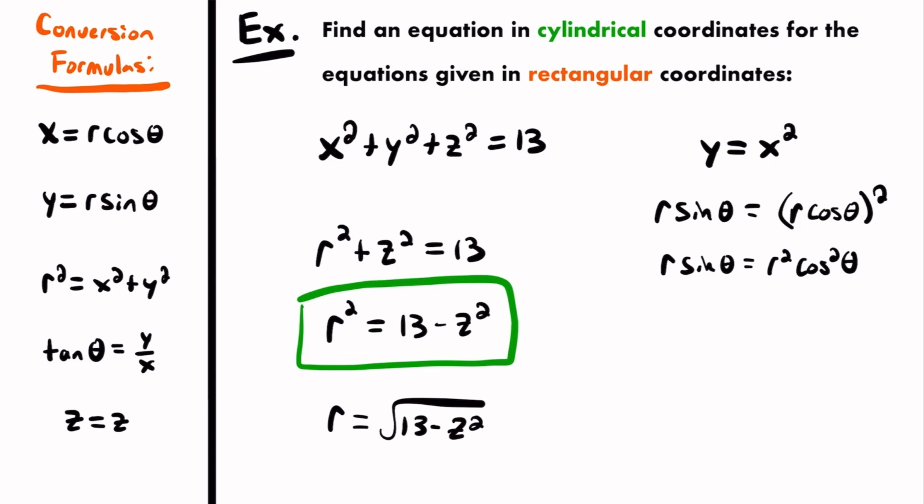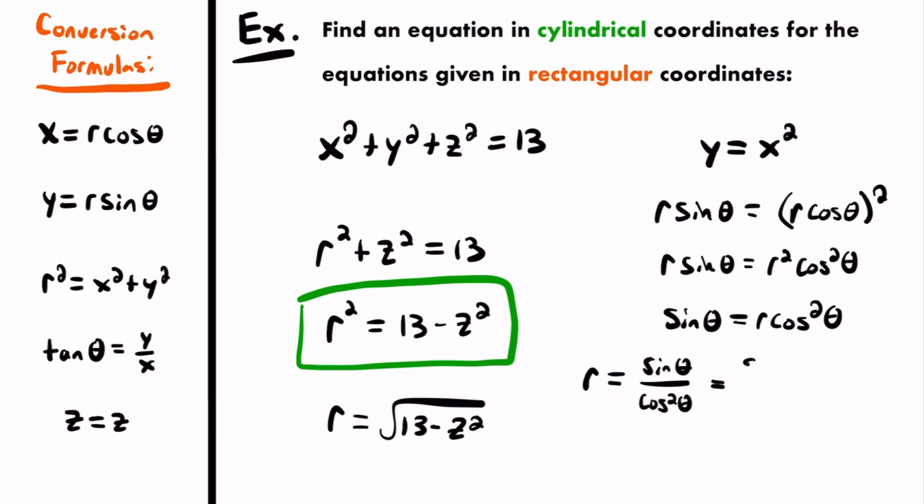Now, you want to try to simplify this a little bit more. First thing I see is that we have a common factor of r that we can cancel out. So we'll just have sine theta equals r times cosine squared theta. And now we can solve for r if we divide both sides by cosine squared theta. Doing so will give us that r equals sine theta divided by cosine squared theta. And we can simplify that even further.